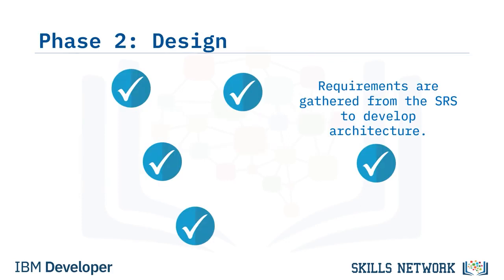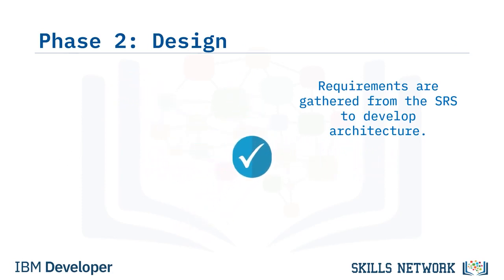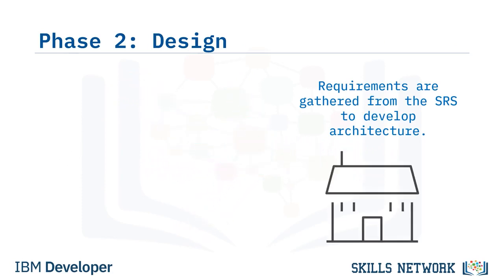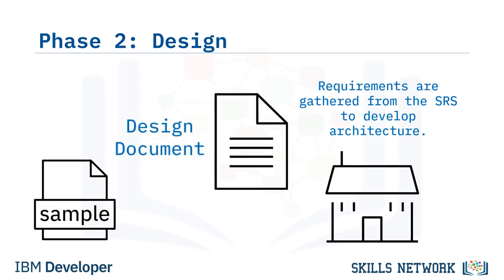In the design phase, the requirements gathered from the SRS are used to develop the software architecture. Several team members work together at this stage to design the architecture. The architecture is reviewed by the stakeholders and team, and during this phase, prototypes can be designed. A prototype is a preliminary mock-up of the system or parts of the system used for demonstration purposes. The document created in this phase is called a design document and is used by developers during the next phase, which is the development phase.